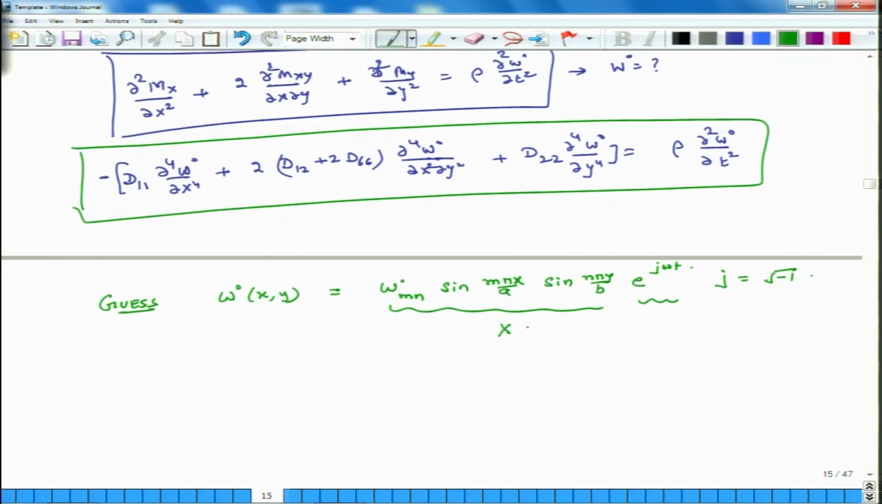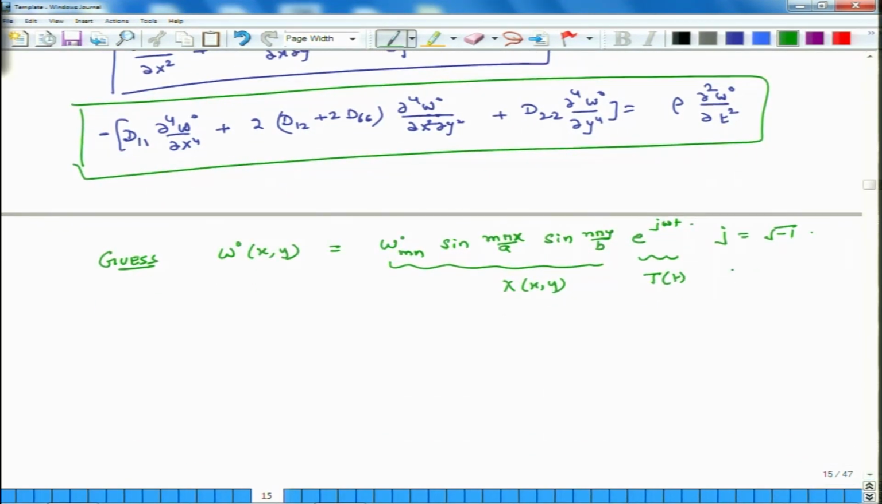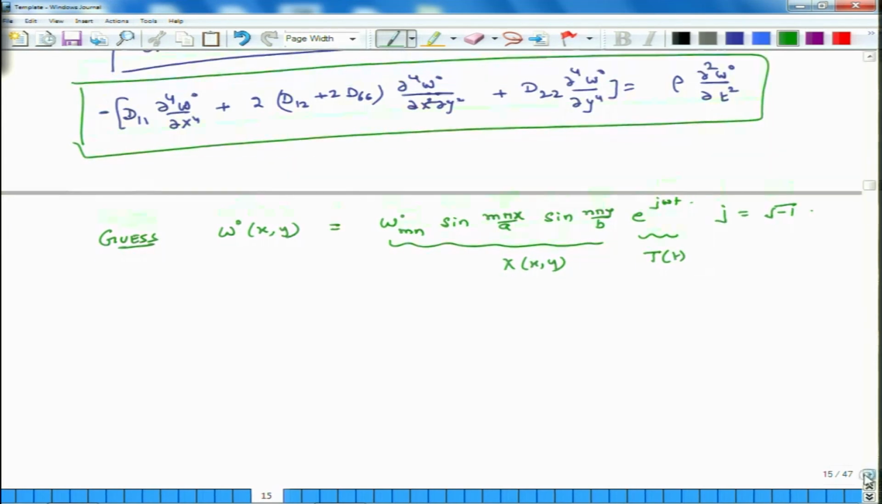So, this is a function of x, by capital X I mean space, and this is also a function of time. So, excuse me, this is a function of space and this is a function of time. So, this is the process of variable separable, and now we plug this relation back into the governing differential equation.